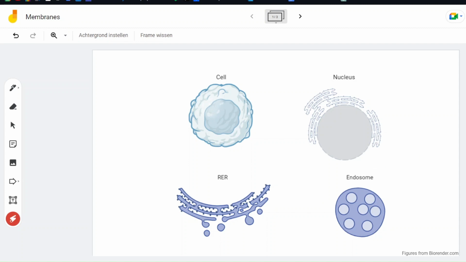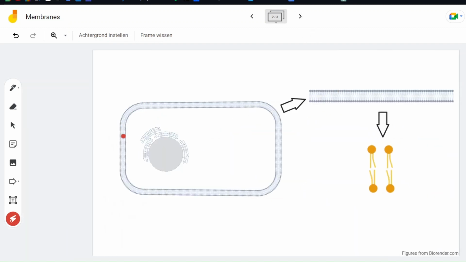Another function it has is that it can help in the folding of chromatin. As you know, chromatin is the genetic material, and the nuclear envelope has proteins that can help in this process of chromatin folding, which is very important. Next up, we're going to talk more about the cell membrane.